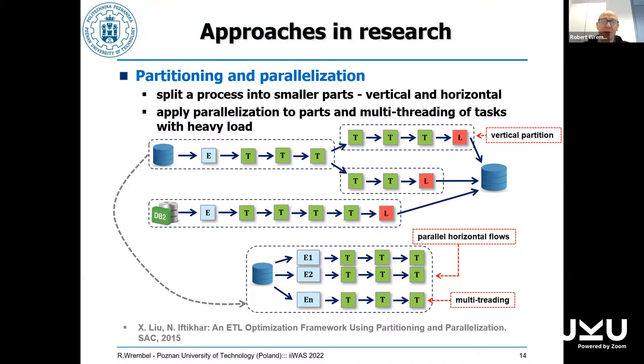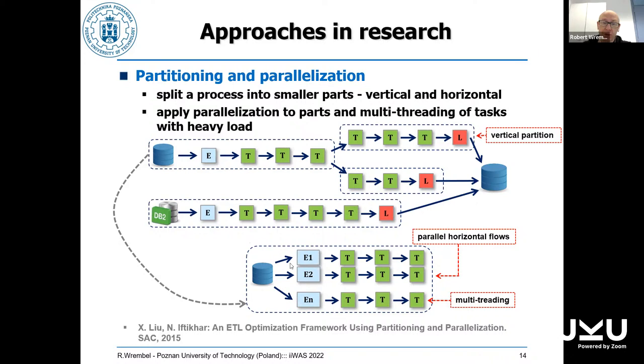And then the approaches in research to data integration process optimization: partitioning and parallelization as well. The idea of this approach is to split a complex process into smaller, simpler parts. They split it vertically and then horizontally. For example, this is the whole process and you split it vertically. After splitting it vertically, you have 1, 2, 3, 4 horizontal partitions. And then you apply parallelization to these parts and multi-threading to tasks with heavy load.